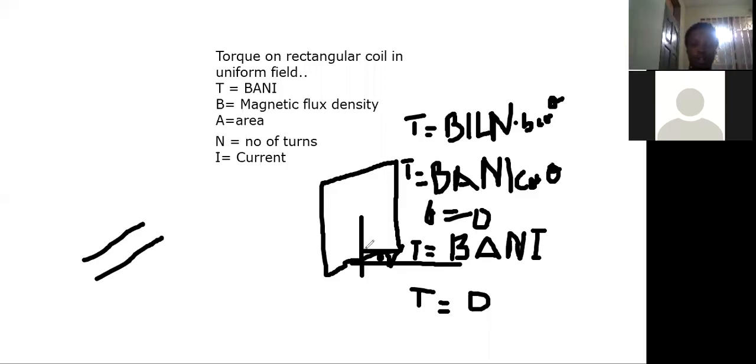Okay, so that means the angle here becomes 90. Now when it is 90, cos 90 is what? 0. So that means when I fix my cos 90 here, it will be 0. So that means here the torque will be equal to 0, or T will be equal to 0. Basically, that is what it means.